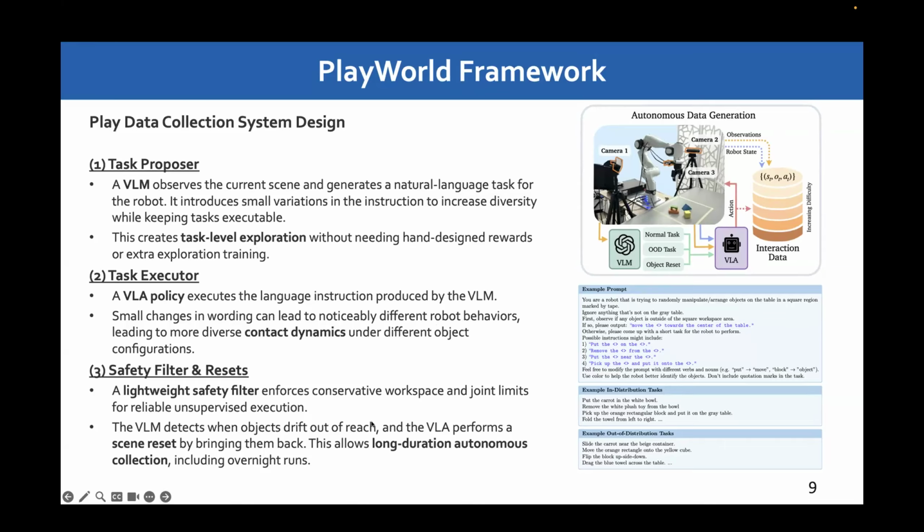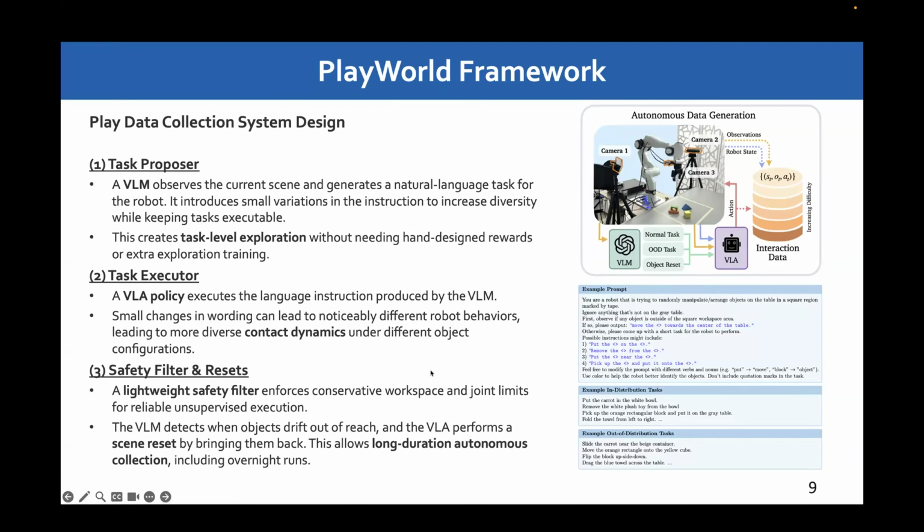And then finally, to be able to run autonomously very, very long without any kind of human oversight or supervision, they include safety filters and resets. So one is that you need to enforce the robot to stay in a specific workspace with joint limits. And they also use the VLM to detect whenever the object is out of reach or maybe, for example, out of the scene. And then the VLA itself will perform the scene reset. And this allows the system to autonomously run by itself, even overnight runs, for example.